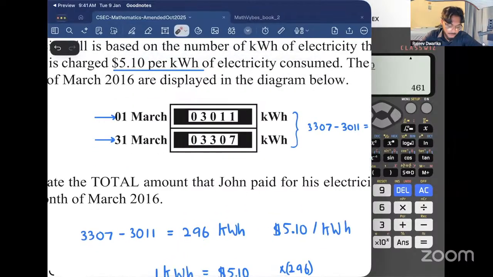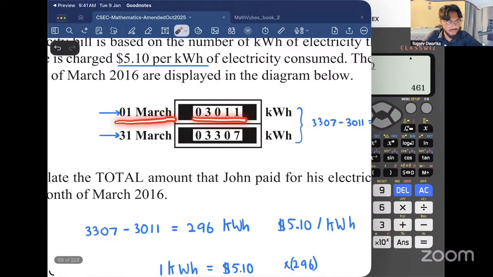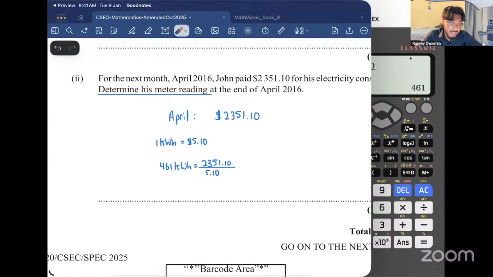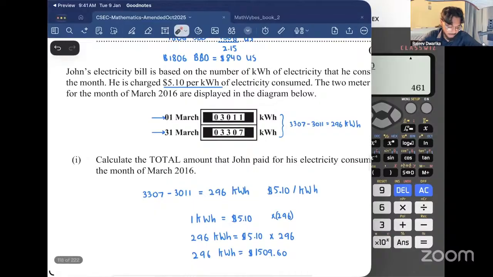So let me explain, Carla. This 3,307, was that for the 1st of March itself, or was that up to the 1st of March? It was up to the 1st of March. Exactly. So when they ask us to determine the meter reading, remember the meter tells us how many kilowatt hours we use for the year or whatever. So if in April he used 461 kilowatt hours and in the previous month it recorded 3,307, what is the new reading on the meter going to be? What do I have to do?